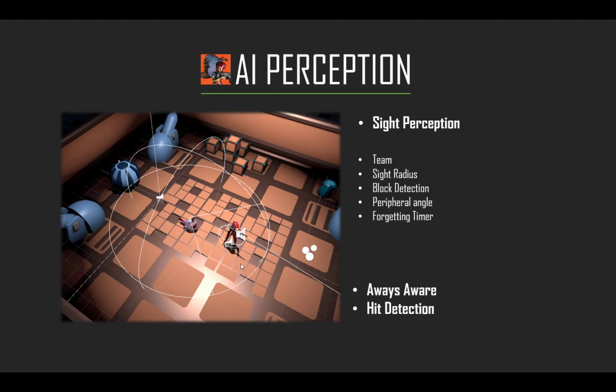So we'll also implement some other similar perceptions, like always aware, which is going to be a small range that if the player is in that range, the enemy will always see the player, right? And also hit detection, of course. So when the player actually damages the enemy, they will be able to see the player, right? Okay, so that's the AI perception system.